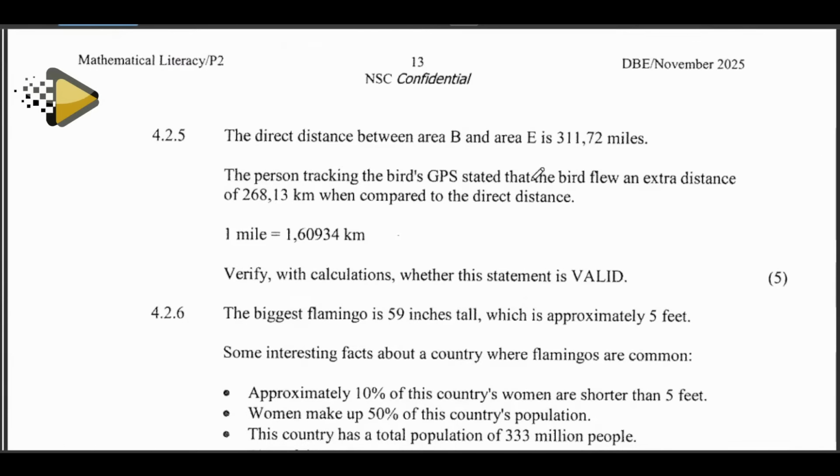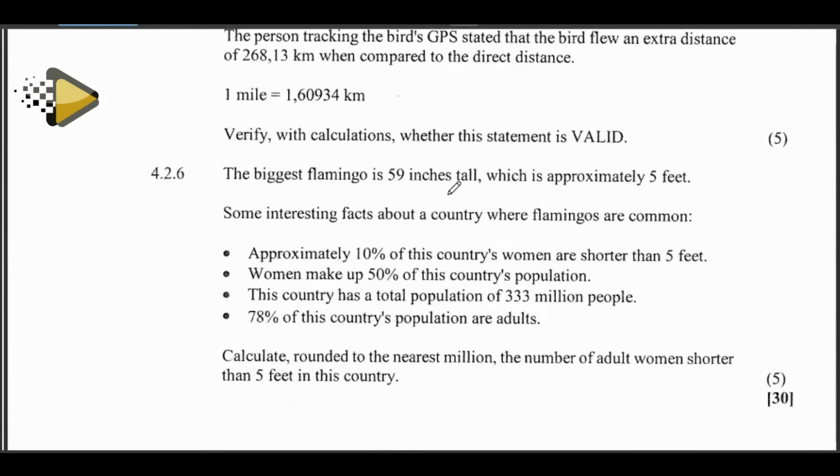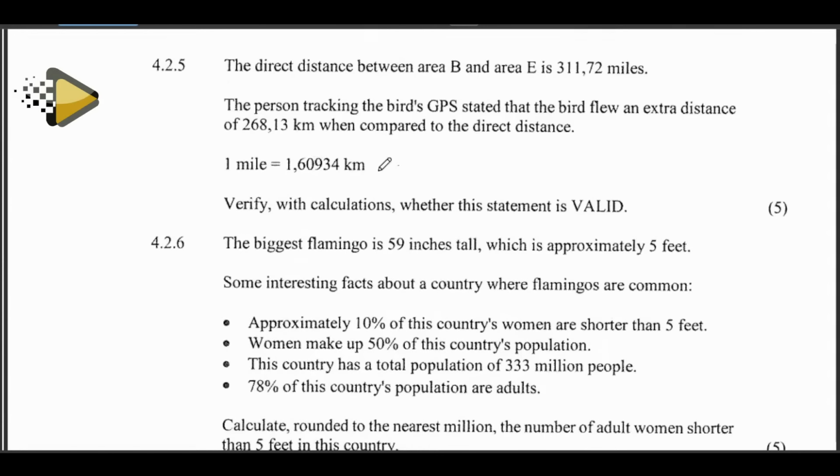The direct distance between B and area E is 311.72 miles. The person tracking the bird's GPS stated that the bird flew an extra distance of 268.13 kilometers when compared to the direct distance. Okay. 1 mile equals to that. They are saying verify the calculations. Now, all you're going to do for me, change the miles to kilometers. That's the first thing to do. And you compare it with the 770 kilometers. So what do we do?